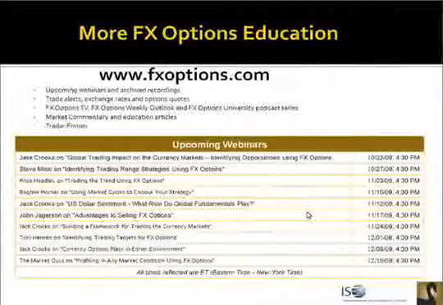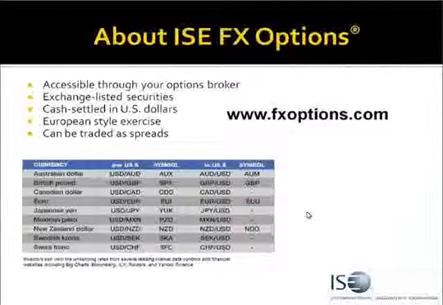This is the same chart that we kind of slid past earlier, and what this shows is the listed currencies now available on the ISE, the listed FX options that you can trade on ISE. They have all the major currencies, and the major currencies consist of Australian dollar, British pound, Canadian dollar, euro, Japanese yen, and Swiss franc. Those are considered the 6 major currencies against the U.S. dollar.